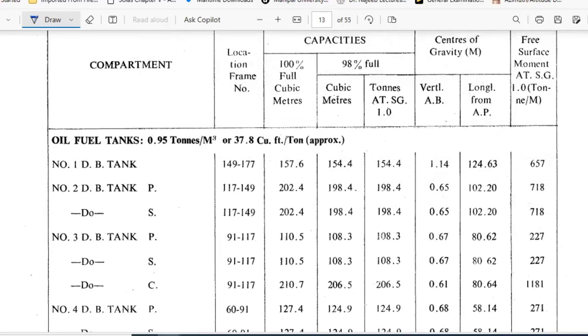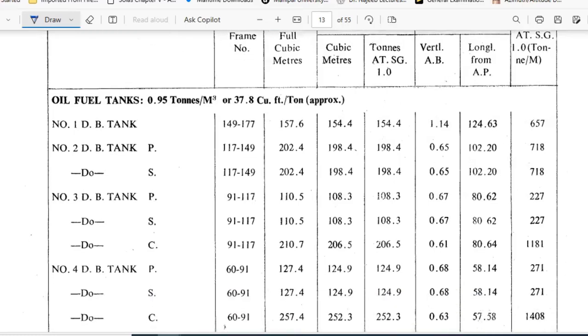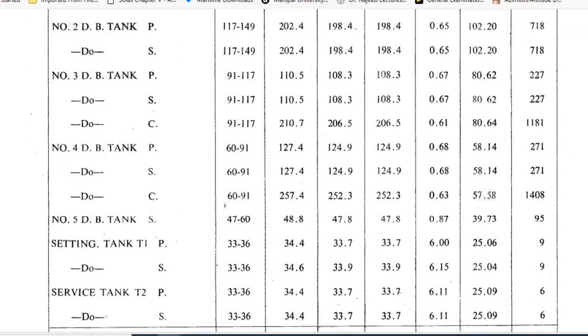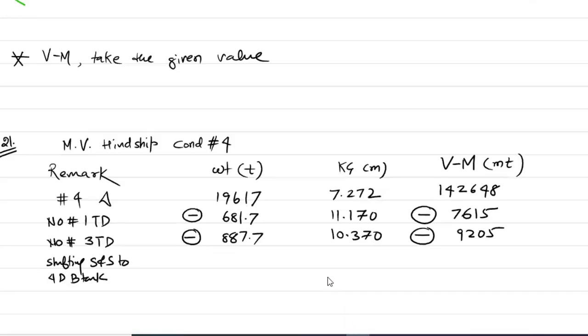You have to take this one only. 257.4 cubic meter. तो आराम से आ जाएगा. Not a problem. 131 ton, right? Service tank is 131 ton.